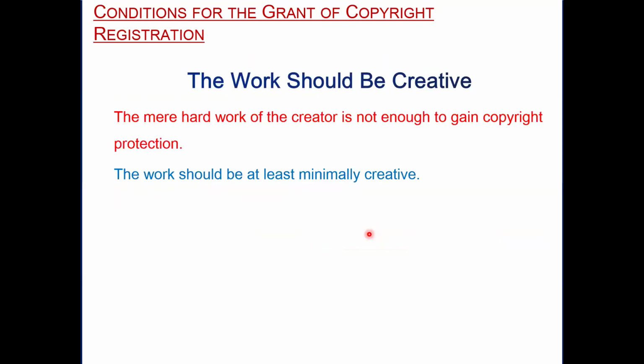And finally, your work must have some sort of creativity embedded in it.